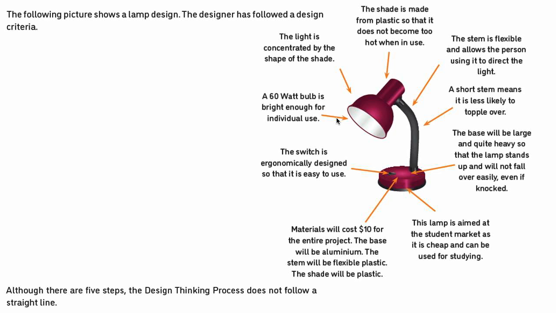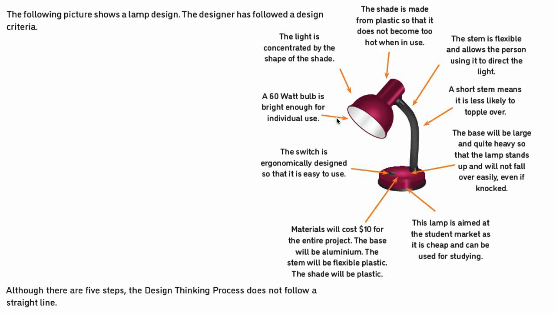The material, here's when we look at the cost of things. Materials will cost $10 for the entire project. The base will be made of aluminium. This lamp is aimed at the student market, is cheap and can be used for studying. It's very simple. The base will be large and quite heavy so that the lamp stands up and will not fall over easily even if knocked.